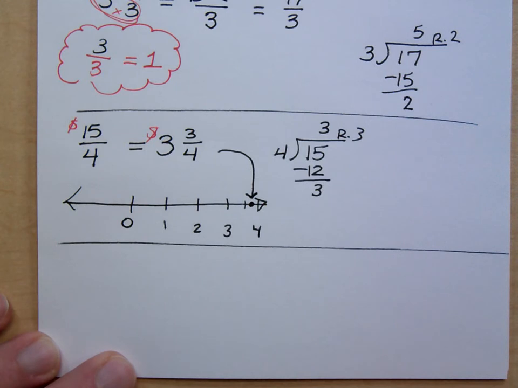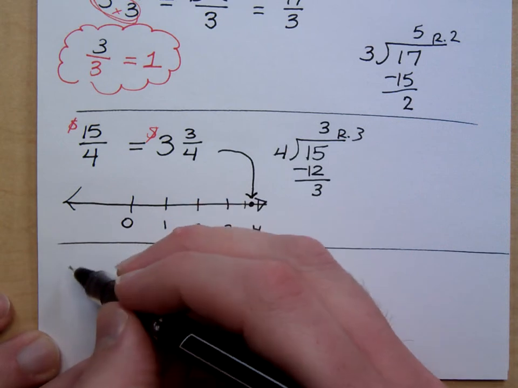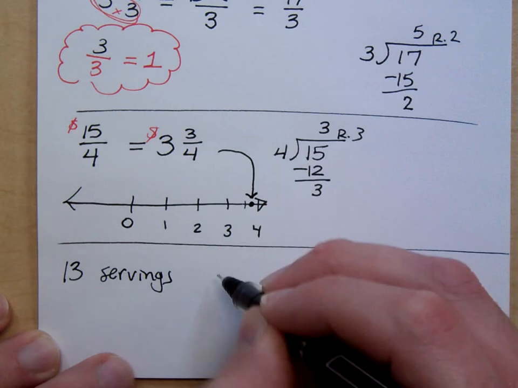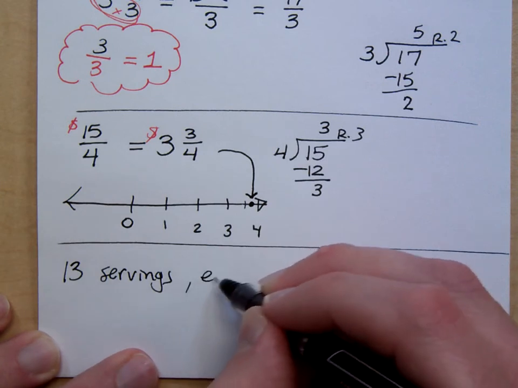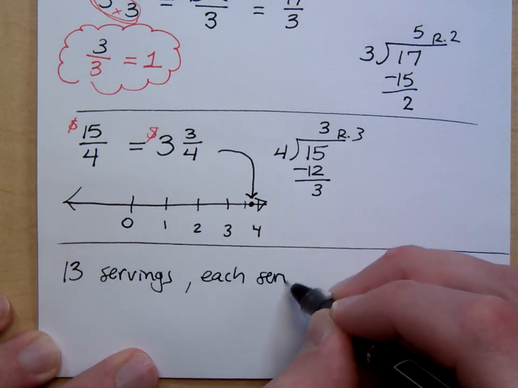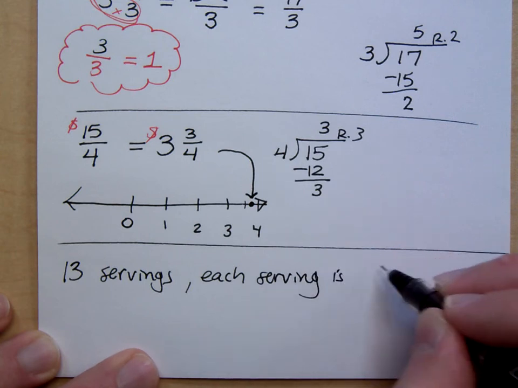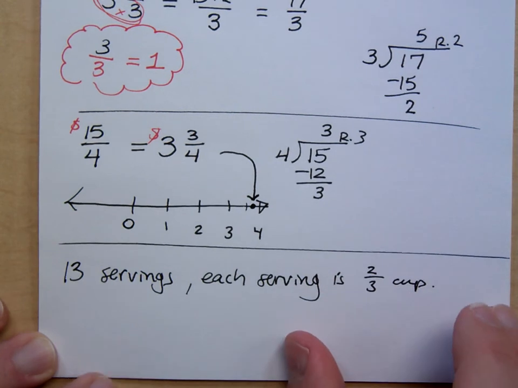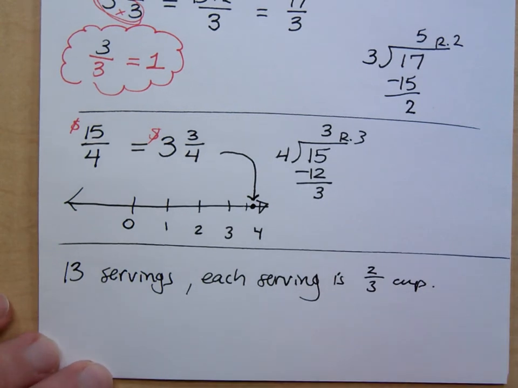So the bag that I bought has 13 servings, and each serving is 2/3 of a cup. How many cups of frozen vegetables do I have? There were 13 servings, and each serving is 2/3 of a cup. How would you figure out how many servings are in the whole bag?